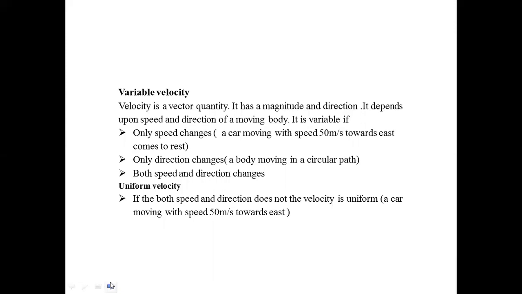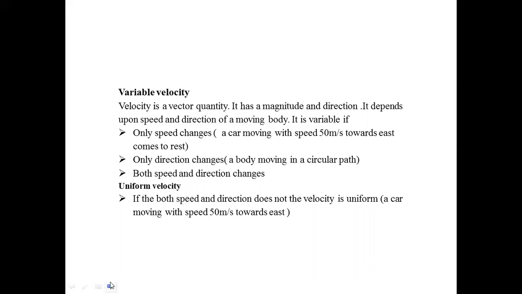Velocity is also variable if only the direction is changing. For example, a body is moving in circular path. If a body is moving in circular path, the direction of the body is changing at each and every point. So again, the velocity will be variable if the body is moving in circular path.